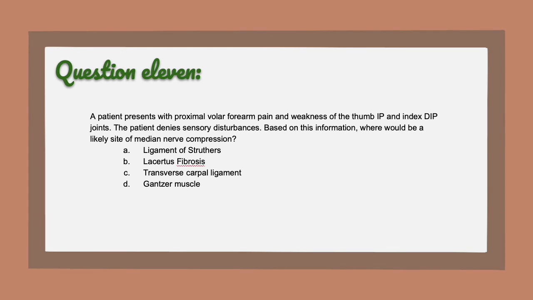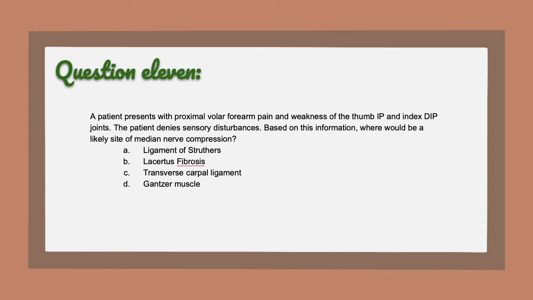Question 11, the correct answer is D, Gantzer muscle. The Gantzer muscle is an accessory portion of the FPL or the FDP. It's an anatomical variation that can occur, and it can contribute to median nerve and anterior interosseous nerve compression, loss of FPL and FDP to the index, which is like a weak pinch. No sensory complaints here, so this is likely an anterior interosseous compression.